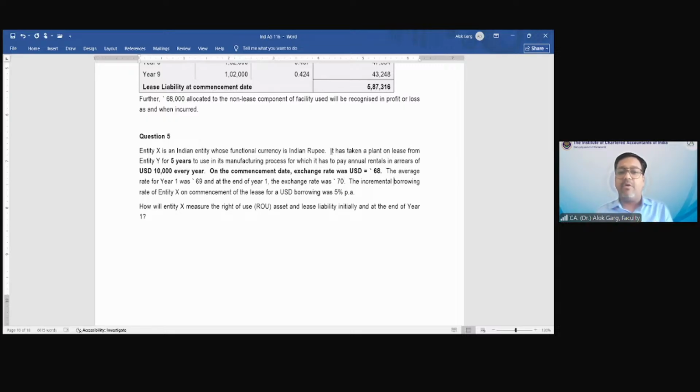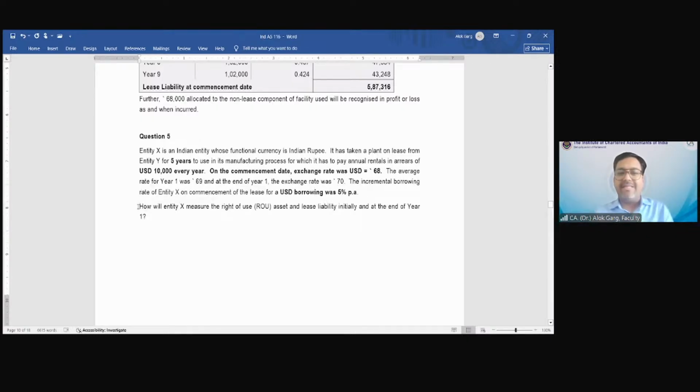The incremental borrowing rate of entity X on commencement of the lease for a USD borrowing was 5% per annum. What is the objective of this 5%? Sir, for the discounting purpose. For the discounting. So lease term is given, your lease payments are given, and discount rate is given, and this is the foreign currency lease liability. So exchange rate is also given. Exchange rate on the commencement date, exchange rate on the reporting date is given.